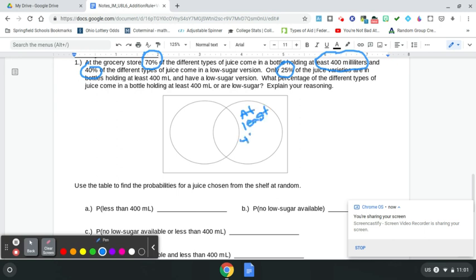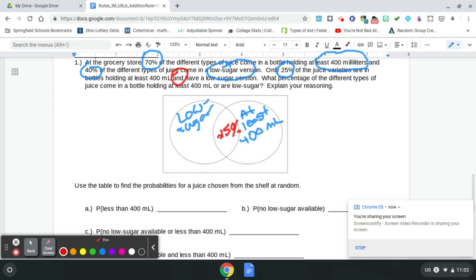Now, I think I put that over here. If it's on the other side, sorry. And then the other one was a low sugar version. So this over here is low sugar. Now, if you remember, we always start with the overlap. The overlap, this is the and. The and is right here. That's 25%. So we always start there.